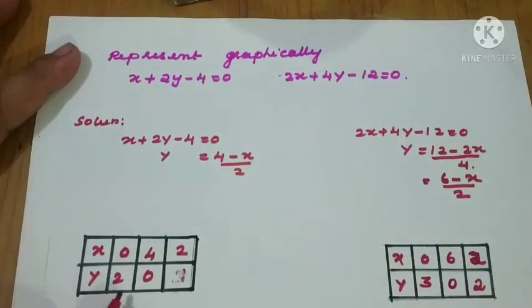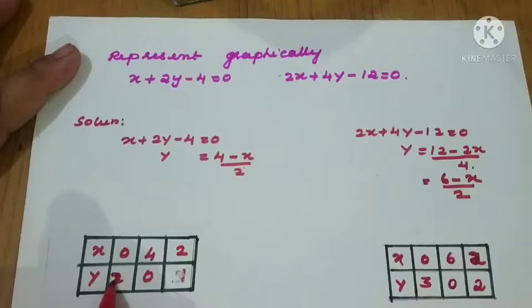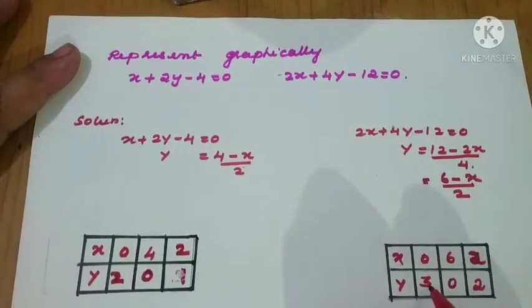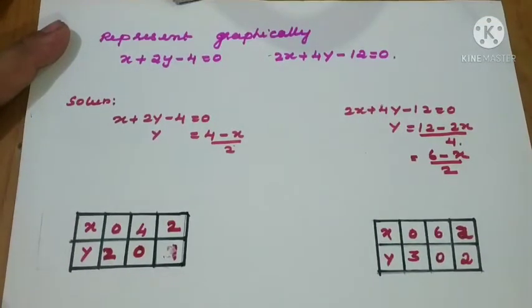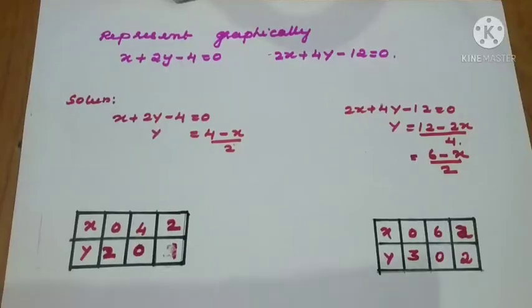So now the three solutions respectively we have calculated. If x is 0, y equal to 2 only. Again 4 we have put, so y became 0 only, and x equal to 2, y equal to 1. 4 minus 2, 2. Similarly here x equal to 0, 6 by 2, 3 will come. X is 6, then the y value will be 0. Again 2 we have put, 6 minus 2, 4. 4 divided by 2, 2 we got. So all the three solutions we have calculated, and according to this we are marking the points.